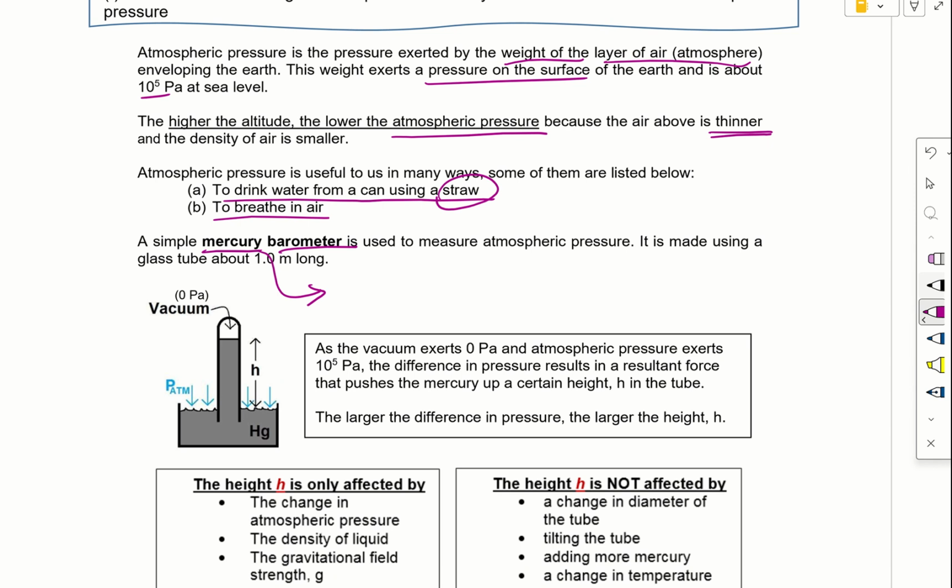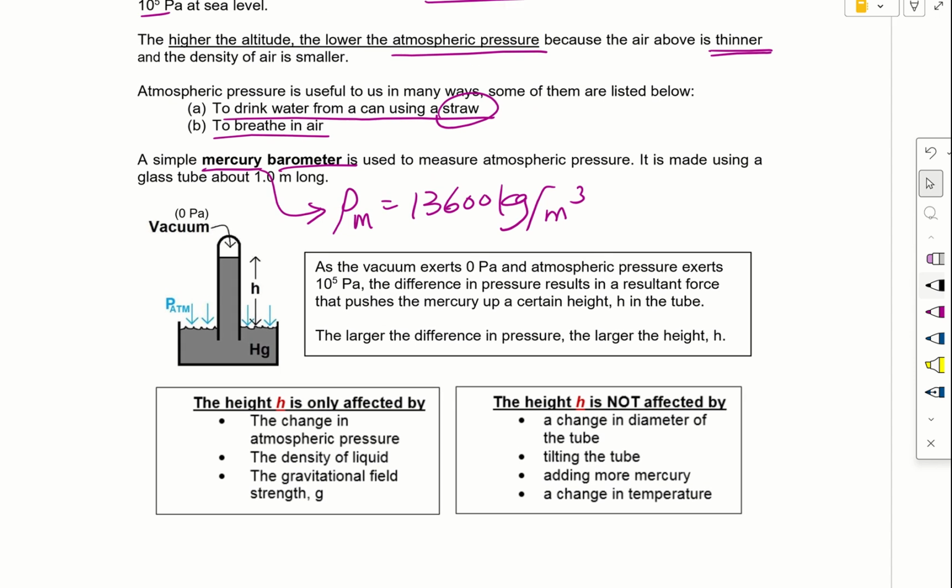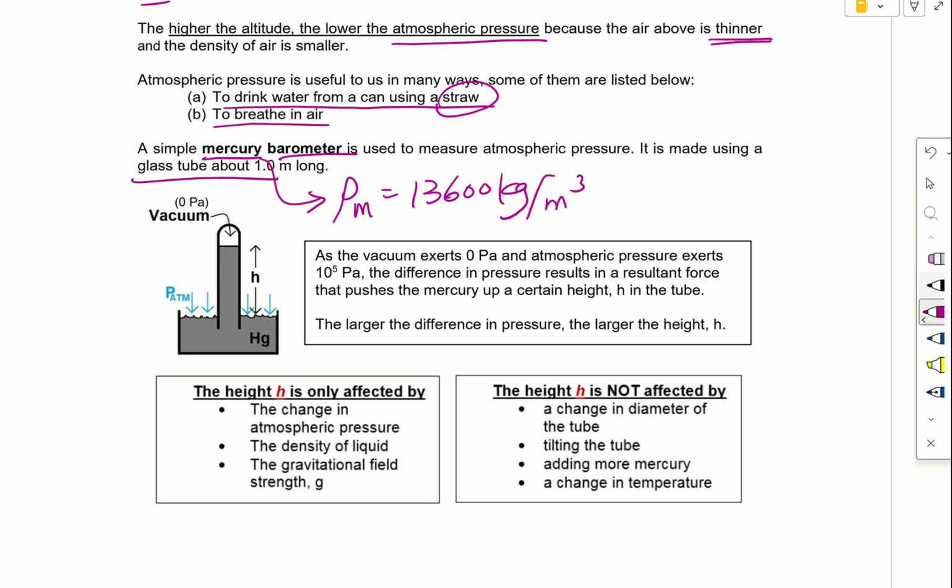I don't think you need to know, but it's good to know that the density of mercury is 13600 kg per meter cube. Okay, but mercury is actually poisonous, but it is one of the densest liquids. Okay, so last time they used to use mercury. It's used to measure atmospheric pressure. It's made using a glass tube about 1 meter long.